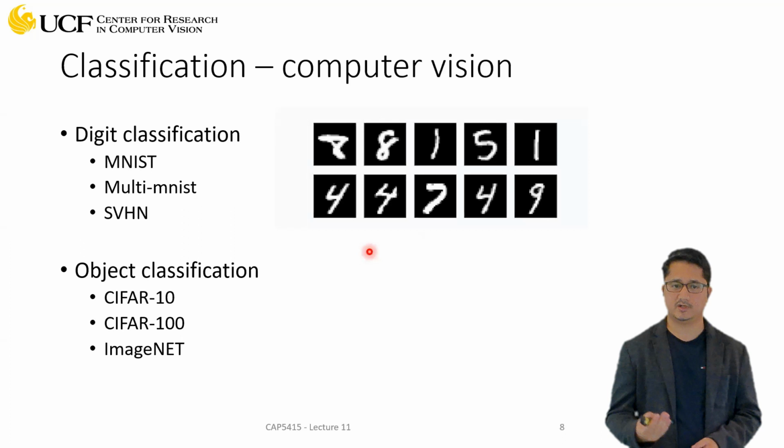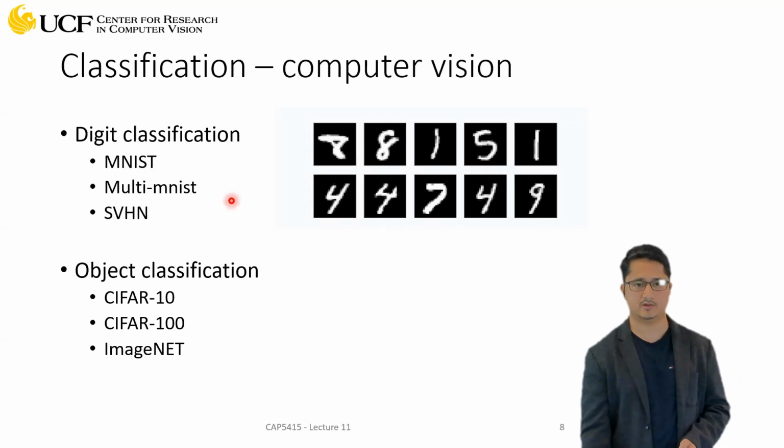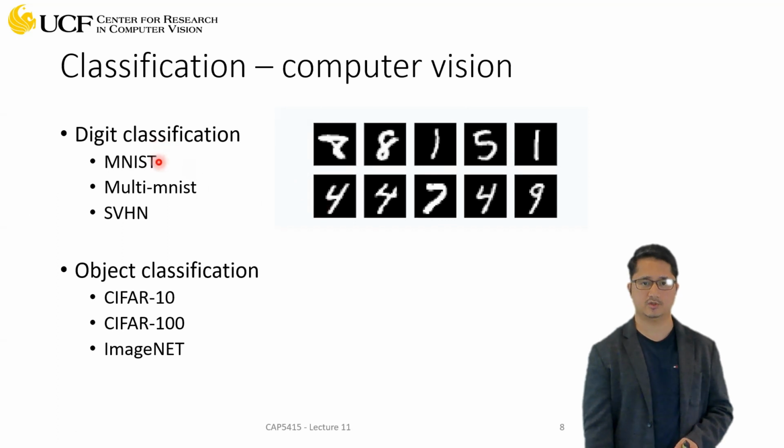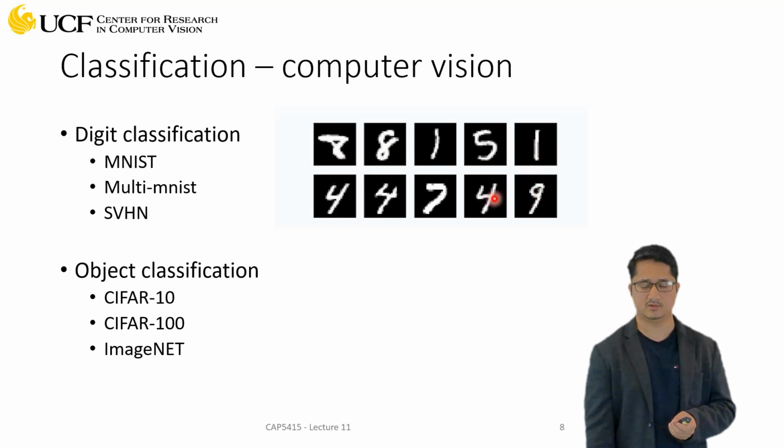Right? So you can have different categories of classification problems. As I said, you can have digit classification. For that, we have the MNIST data set, which is roughly 60,000 images, and the images look something like this. Each image corresponds to one of the digits, and the classification task is, given each of these images, you have to say which digit is present.